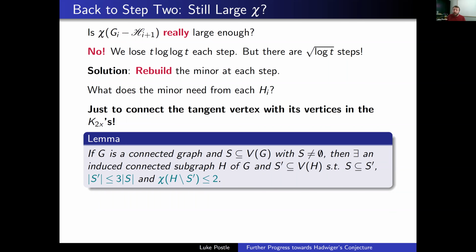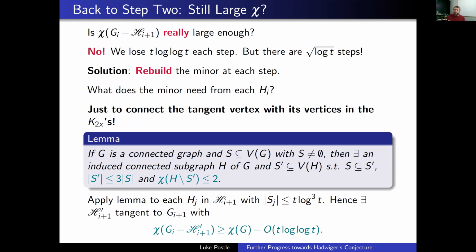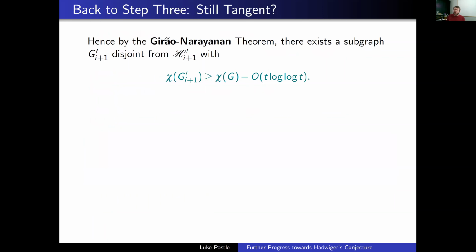But it turns out you can therefore apply this to each part of the model, and all the terminals will be small. So there's small stuff, and then the rest only has chromatic number 2. And so I'll just rebuild it at each stage. And so by the Girard-Norin theorem, there'd have to be some large high chromatic, highly connected subgraph. But let me finish on this part, so here's the last trick.